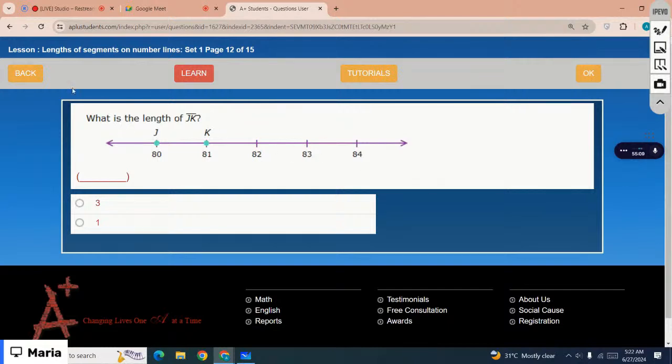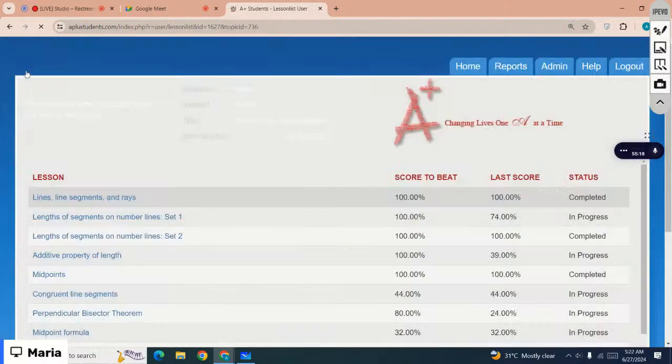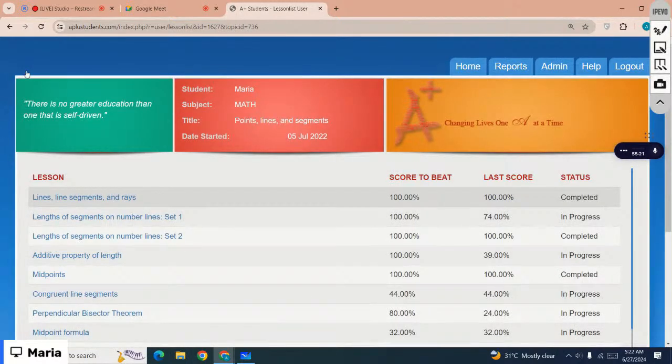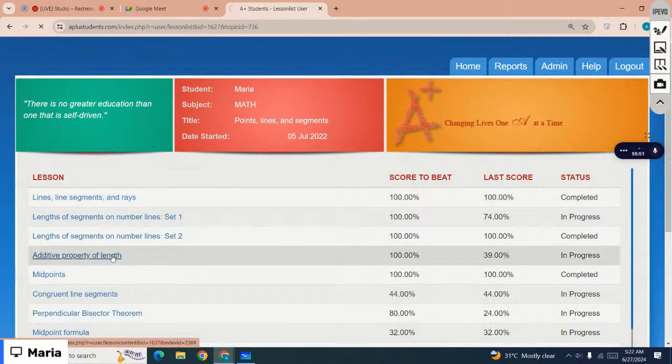Okay, you can complete the lesson by yourself later today. Let me just move on to the next lesson. The next lesson is additive property of length. Let's just start.